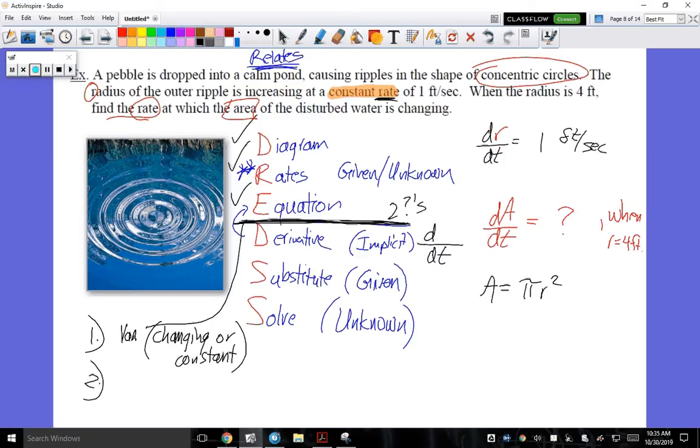If it's changing, leave it as a variable. If it's constant, plug in that value immediately. Let me write that down. If it's changing, you're going to leave it as the variable. If it's constant, we're going to substitute or plug in that value for the constant immediately, because of the constant multiple rule.